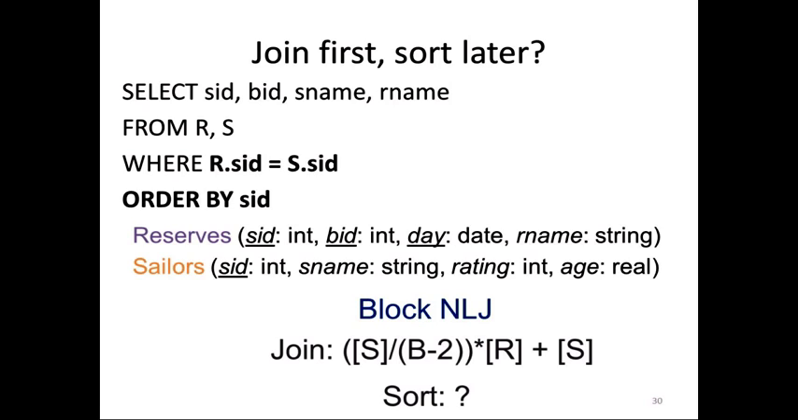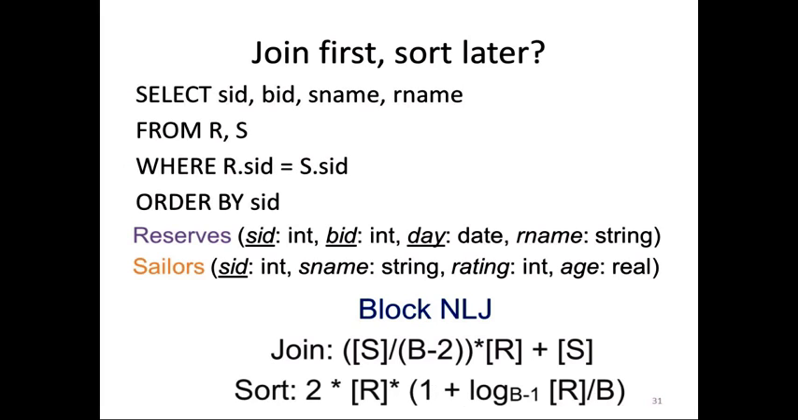What will be the cost of sorting? Well, the result will be roughly the size of R. And so it will be 2 times the size of R times the number of passes that are necessary. And that, of course, depends on the size of R on one hand and on B on the other hand. We know that we have this formula for the number of passes: pass 0 plus that many passes to merge sorted runs from the previous stage.